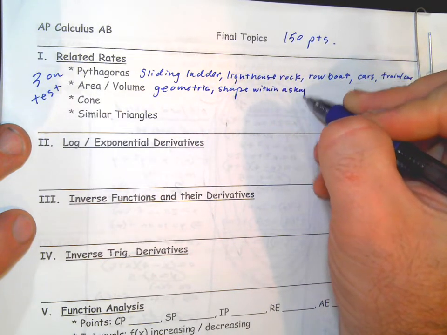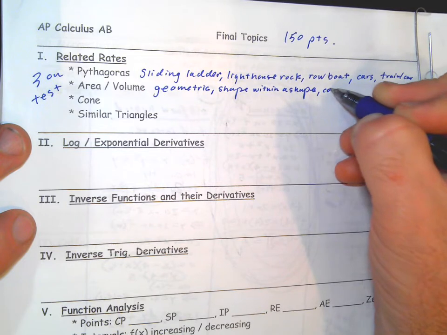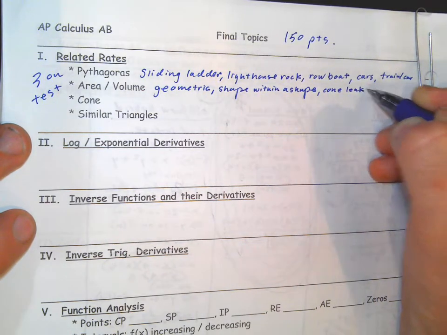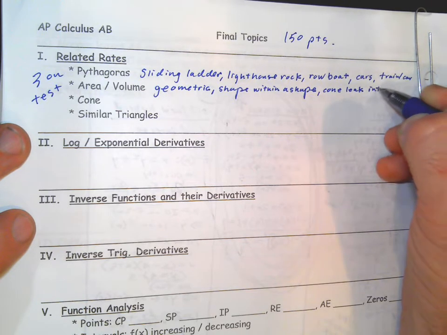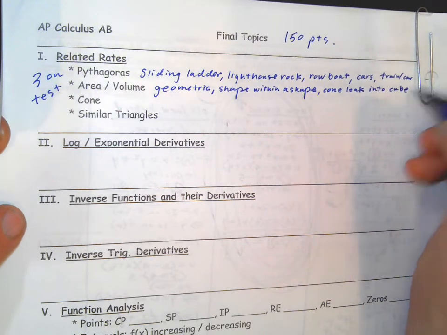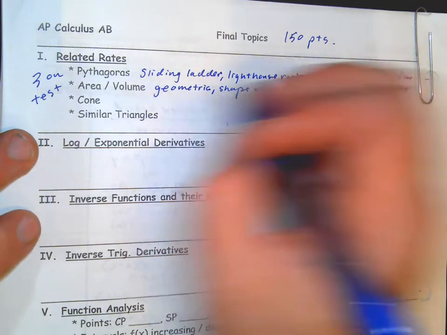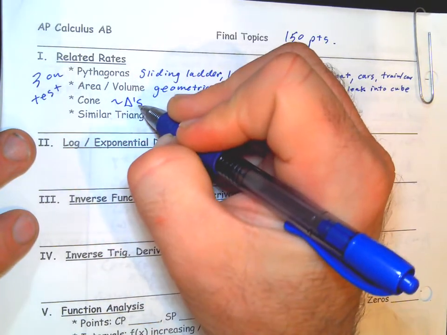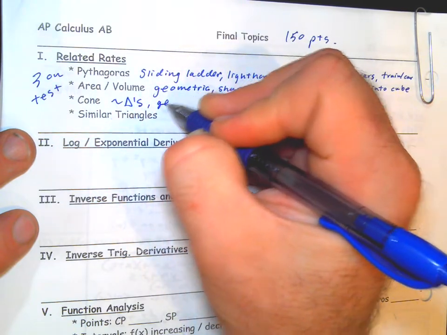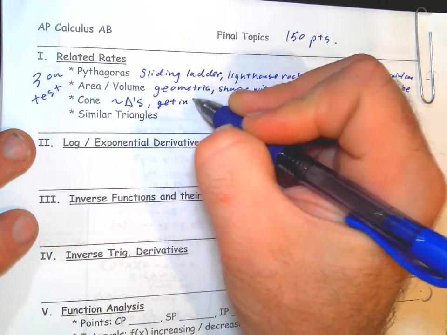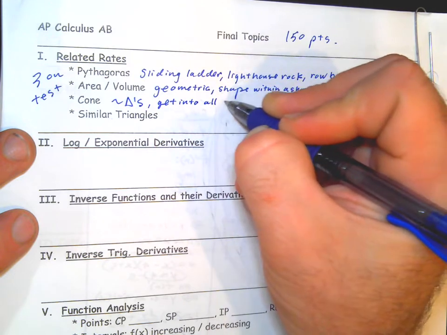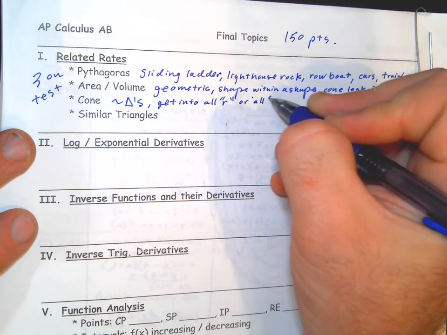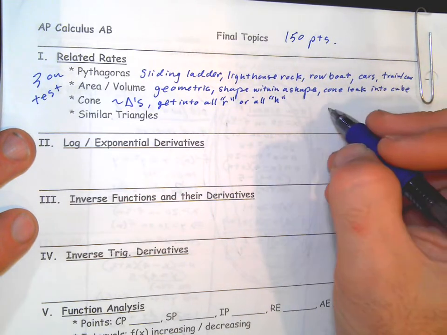Either a 3-dimensional shape or a 2-dimensional shape. A cone leaking, a cone being filled. It could be a cone leaking into a cube, like one shape going into another shape. Cones themselves are special, and they involve similar triangles. So you want to get into all R or all H, depending on what you're being given and what you're looking for.